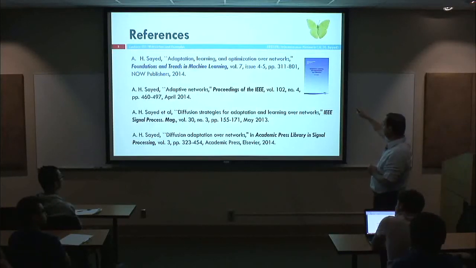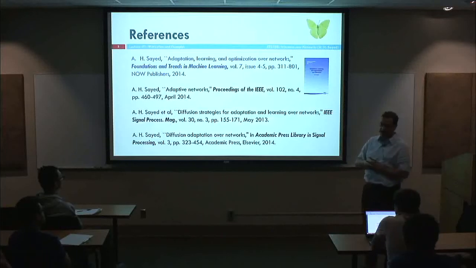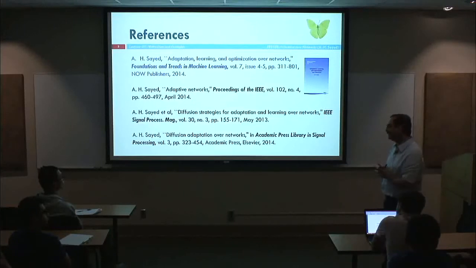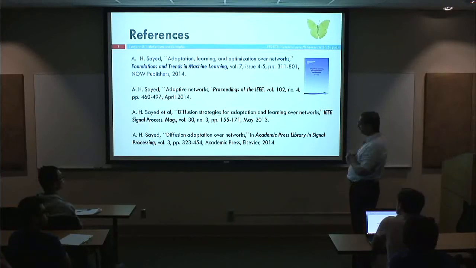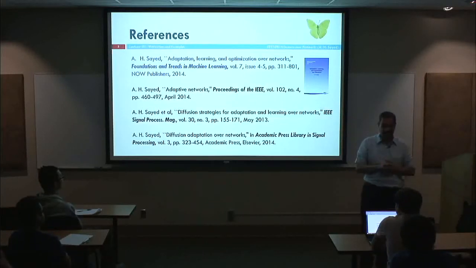The first reference, that's about a 500-page manuscript. That manuscript is the text for this particular course. I will be following it to the letter. The second reference, the article in the Proceedings of the IEEE, is essentially a summary of that book. That's essentially what it is.